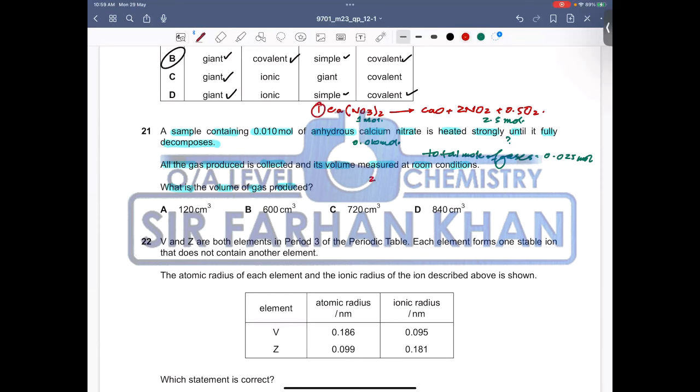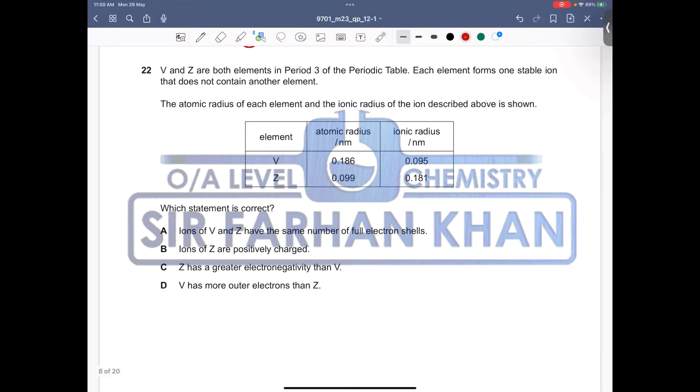Okay, now this is the first part of the question. In the second part, we have room temperature, so 1 mole equals 24,000 cm3. If we have 0.025 moles, how much volume do we have? So multiply by 24,000, and it is going to be 600 cm3. So I believe B is going to be the correct answer. Okay.